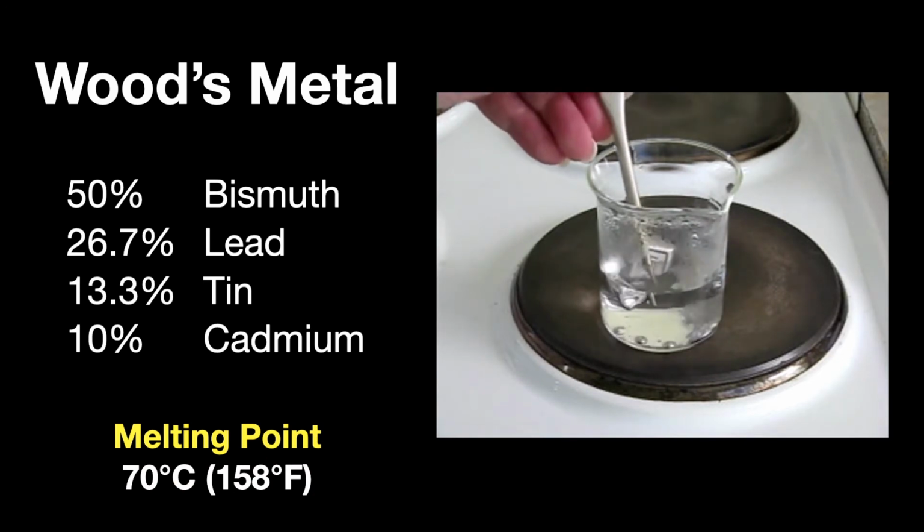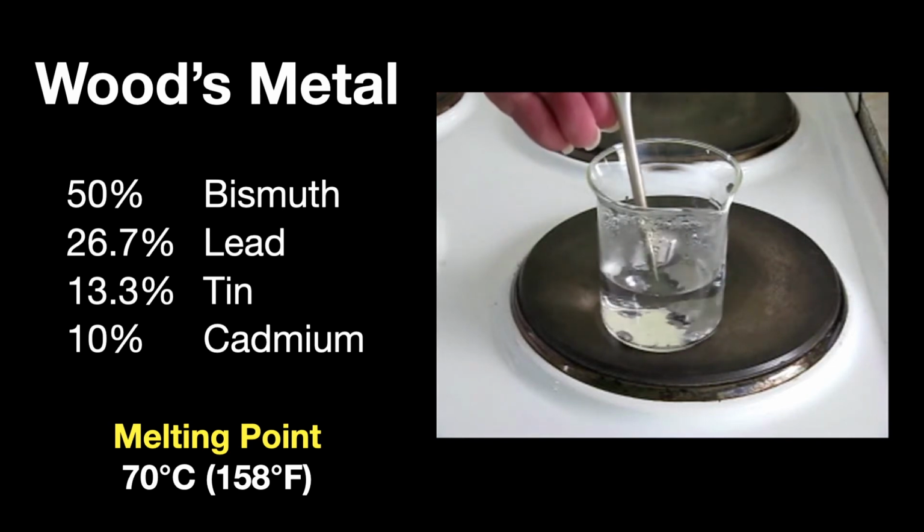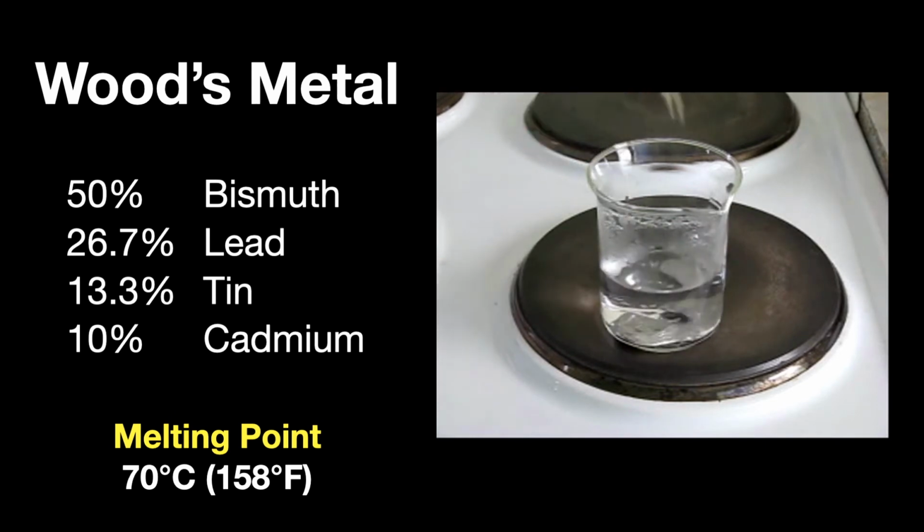A nice cup of tea would melt a spoon made of this, but I wouldn't drink that tea. Not only does Wood's metal contain toxic cadmium, but also poisonous lead. Here, you see a small ingot of Wood's metal melting in a hot beaker of water.